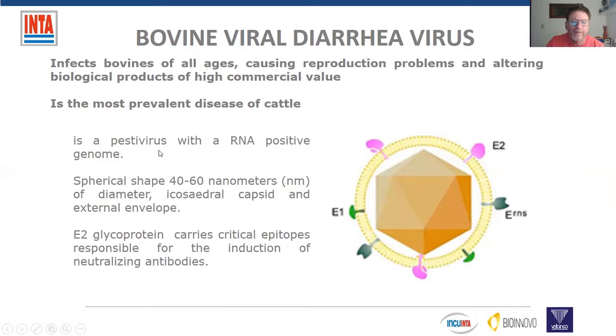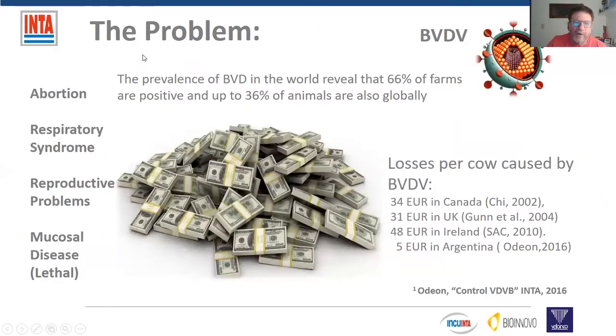This virus is a pestivirus, and the important point is that this protein, the E2 protein, is the protein involved in the induction of neutralizing antibodies. So, what is the problem with this virus? This virus produces abortion, respiratory symptoms, reproductive problems, and mucosal disease. The prevalence of this virus in the farm is 66%, and up to 36% of the animals are infected with this virus in the world.